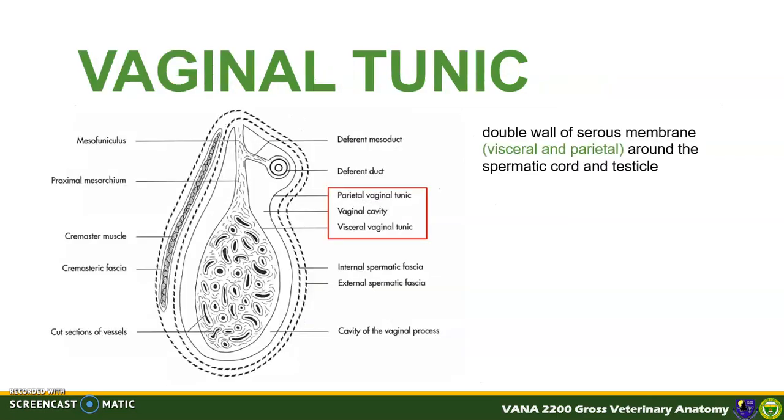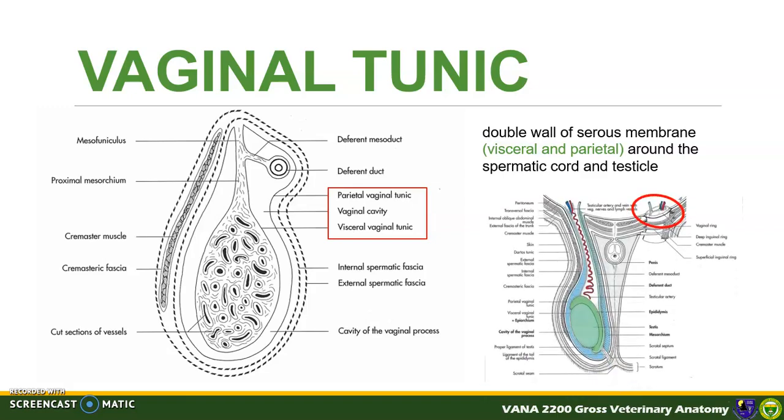The vaginal tunic is a double wall of serous membrane around the spermatic cord and the testicle. The one covering the testicle directly is the visceral vaginal tunic, while the opposite side is the parietal vaginal tunic. The space between the two is called the vaginal cavity. This cavity is continuous with the peritoneal cavity at the vaginal ring. The vaginal ring is a crescent-shaped opening located on the abdominal side of the deep inguinal ring.